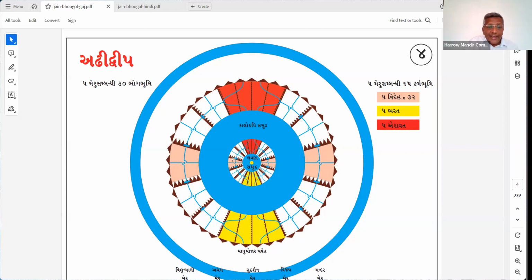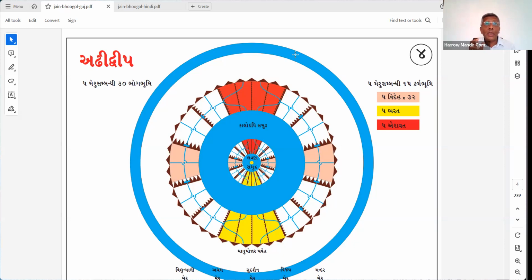Then the Lavan Samudra is surrounded by another island, known as Dhatki Dweep. That Dhatki Dweep is surrounded by another ocean called Kalodadi Samudra. Surrounding this ocean is another island, this whole island, known as Pushkar Dweep. And surrounding that island is another ocean called Pushkar Samudra. It's important to remember these names because they come up quite often, so you have to try and remember them.